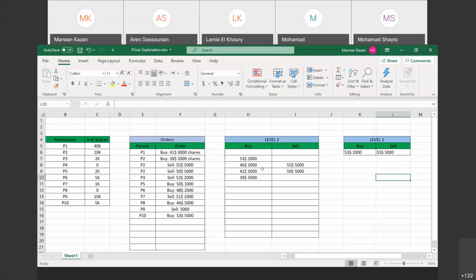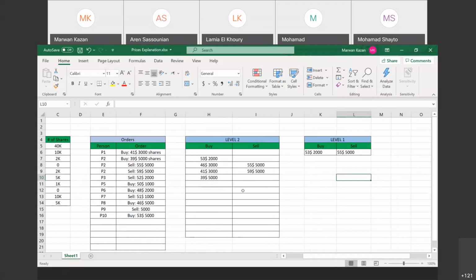So this is the main conclusion that I want you to understand today: the prices move only based on people's orders and not something else. Only on people's orders. So this is the main point.